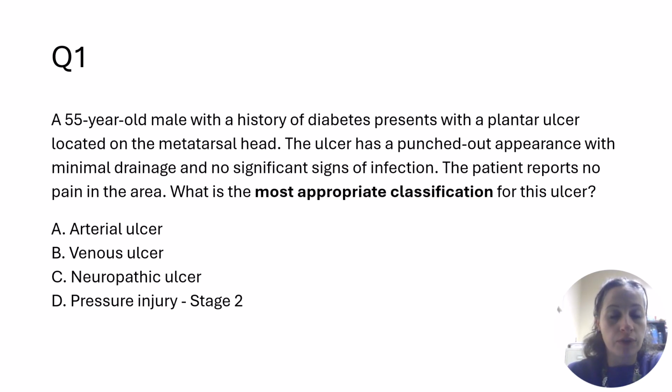Okay, so here is a review of these questions related to the wounds and related to other systems. So we have a little bit of integumentary, we have a little bit of other systems. So first question, 55-year-old male with history of diabetes, plantar ulcer on the metatarsal head. It has a punched out appearance, minimal drainage, no signs of infection. Pain in the area. Oh, no pain. I'm sorry. No pain in the area. What is the classification?